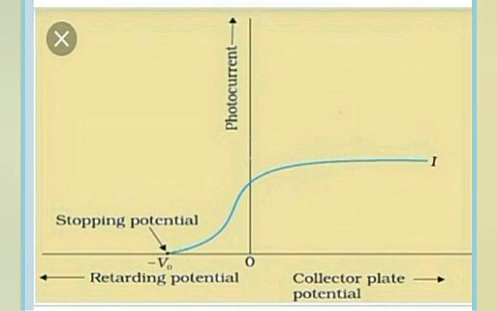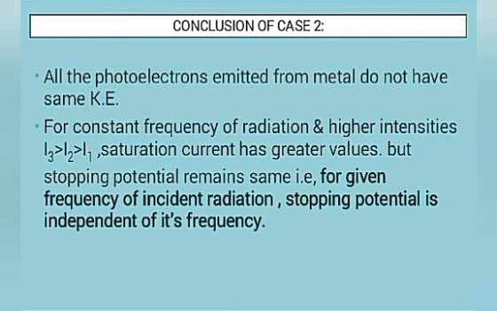Right, so next is the conclusion of case 2, that is, the effect of potential applied to the anode on photocurrent. The first conclusion is that all the photoelectrons emitted from the metal do not have the same kinetic energy.